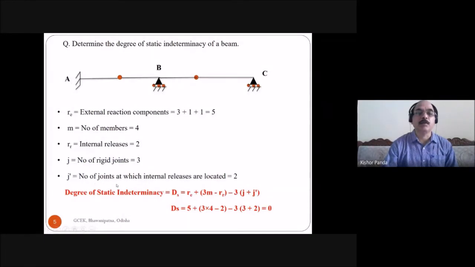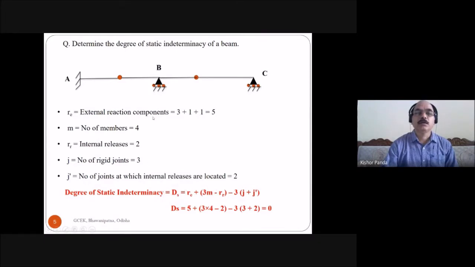Then what is ZS? ZS is the number of joints at which internal releases are located. Here this is one internal release, and here this is an internal hinge, and an internal release is located here. So these 2 you have to take as ZS. So ZS is the number of joints at which internal releases are located. These 2 internal hinges you have to consider for ZS. So this is your 2.